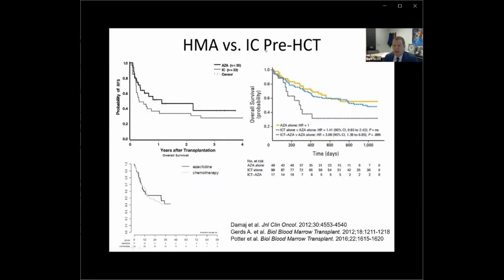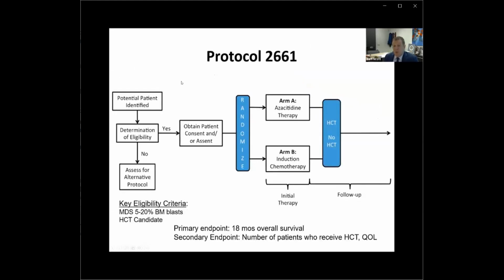This is comparing hypomethylating agents to induction chemotherapy. What I can say is that most of these studies had a common finding, which is that there didn't appear to be a big difference in outcomes between whether patients received azacitidine or chemotherapy before transplant. So that has led to an interest in doing a randomized study, which we're almost done with, where we compare azacitidine to induction chemotherapy in a randomized fashion before stem cell transplant. The primary endpoint is 18-month overall survival post-transplant.